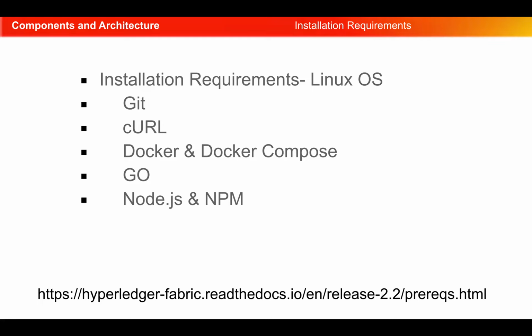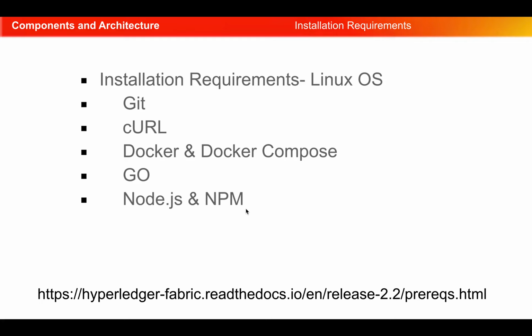Let me go through one by one what packages or software you have to install for Hyperledger Fabric. First, you need to install Git, and then you need to install cURL. Then you have to install Docker and Docker Compose as well. Then you have to install Go, and then Node.js and the npm package manager, which is Node Package Manager. So these are the requirements for Linux OS.